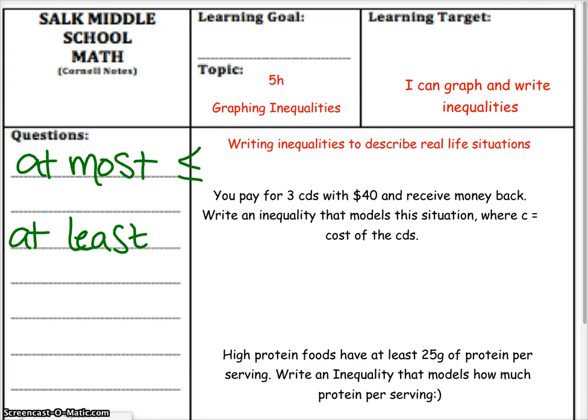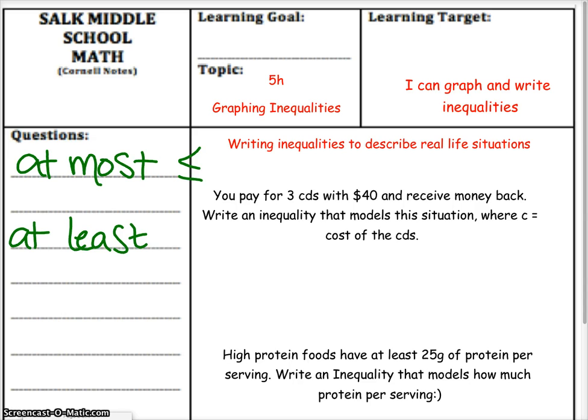Or if you're having a party and your parents say you can't invite all your friends, they say you can invite at most 8 people. Well, sometimes it stinks deciding who you're going to invite, but you can invite 8 people or less than 8 people.